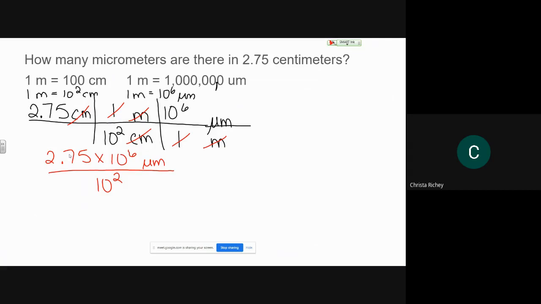When you are dividing in scientific notation, what do you do to the powers? Do you add or subtract them? Subtract. What is 6 minus 2? 4. And that would be your answer. If you're multiplying with powers, you add them. Power exponent, whatever you want to call it. If you're dividing with exponents or powers, you subtract the top minus bottom. And if you're subtracting a negative, what are you really doing? Adding.